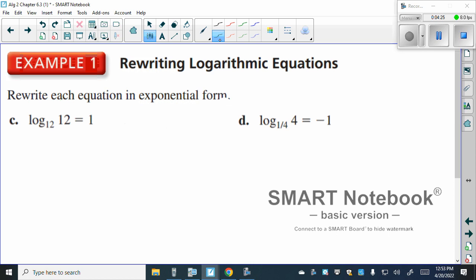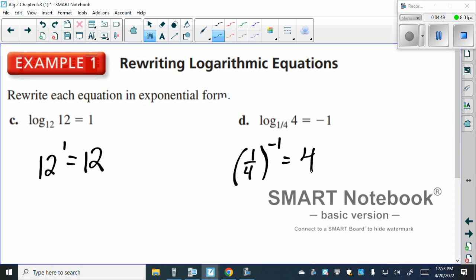Let's look at the next one here. Log base 12 of 12 equals 1. If we rewrote this in exponential form, we would have what? 12 to the 1st equals 12. How about log base 1/4 of 4 equals -1? 1/4 to the -1 equals 4. Whenever we have a fraction to an exponent, it's good to put parentheses around it, just so we know that the exponent is applied to both the numerator and denominator.